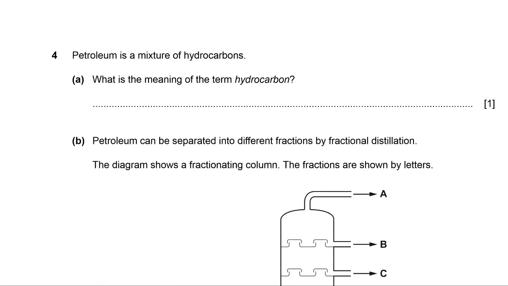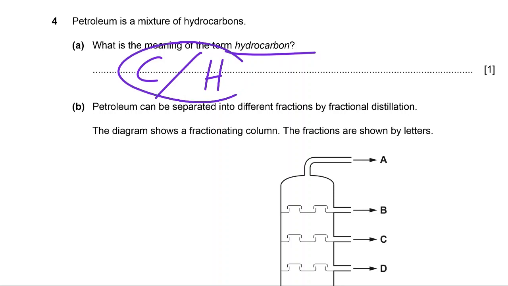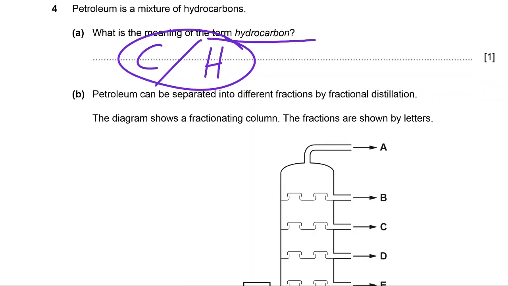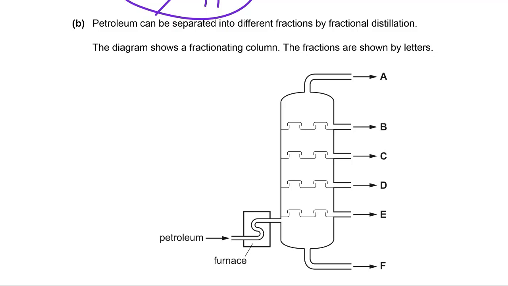In the next question, petroleum is a mixture of hydrocarbons. A hydrocarbon is a compound which contains only carbon and hydrogen. In the next question, petroleum can be separated into different fractions by fractional distillation.